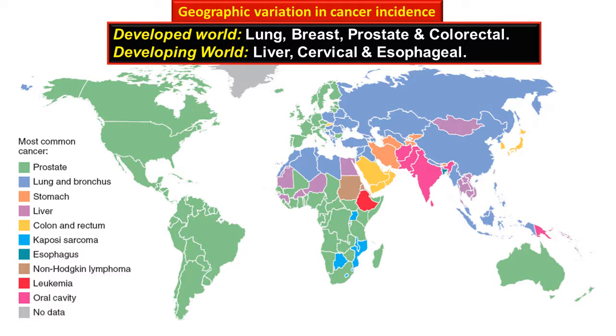Kaposi sarcoma is a tumor that is associated with HIV infection, and it is common in some African countries. The sea green color, you can see that this greenish color is for prostate, and it is a carcinoma of the advanced world mostly. The commonest tumor is prostate tumor.